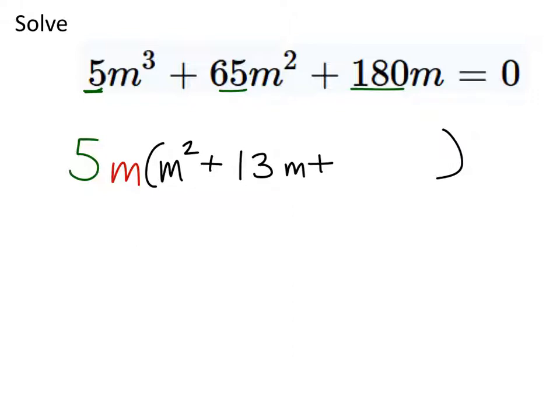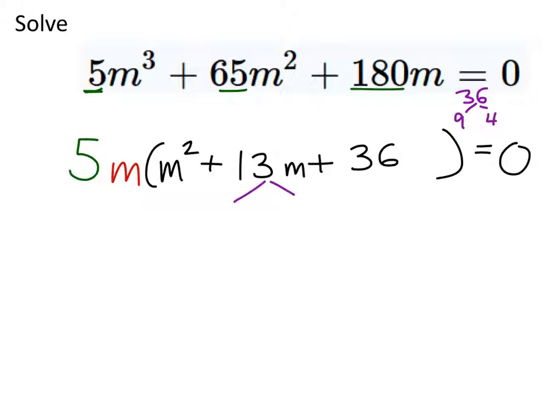And from the 180m, I pulled the m out, so I've got 180. I pulled out a factor of 5, divide that by 5, 36. But all this equals 0, right? So now I'm looking inside this set of parentheses and seeing if I can factor this out. Now some of you may notice that m squared and 36 are perfect squares. However, it's not important that we do. So let's say that we didn't notice that and we want to factor 36 and find two factors that add up to 13.